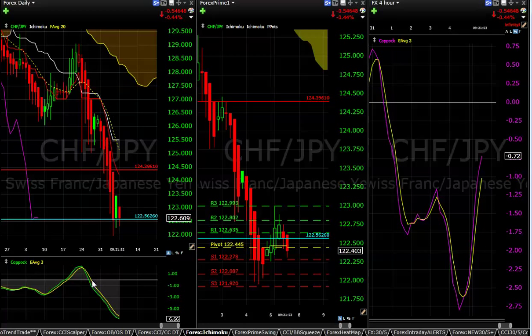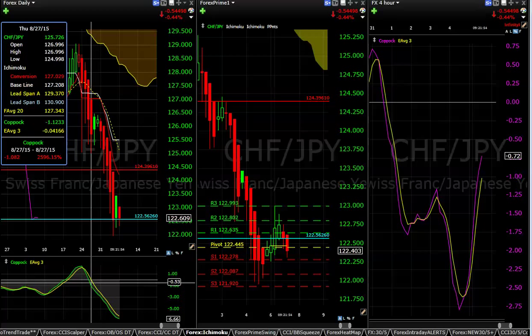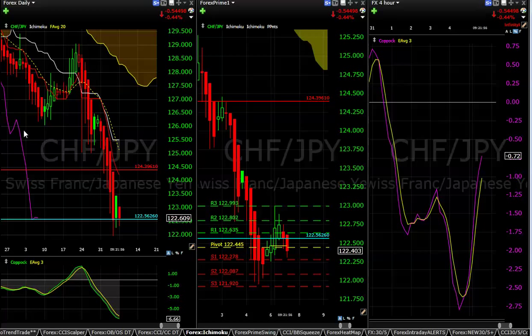You can see where the Kopit curve crossed down below the zero line around that same time. And our Chikou span back in here, which is in purple, is also below the historical price curve. So our context for this pair is still very bearish. We had a little bit of a push up over here.